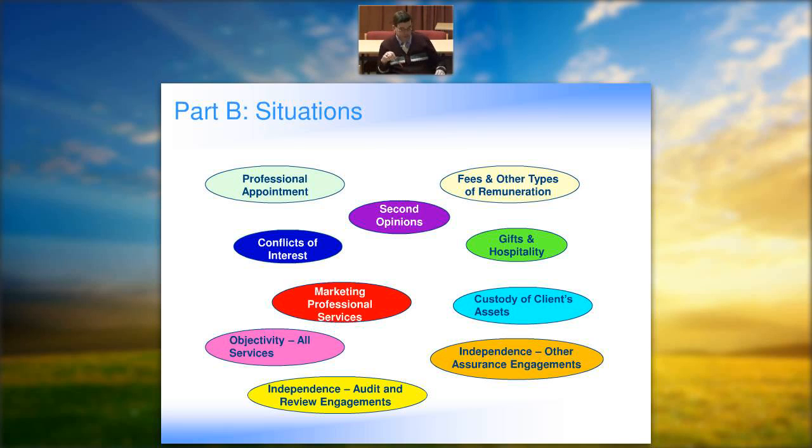Now, I will mention, because it is specifically relevant to the question we're going to look at here, the fees and other types of remuneration. That is one of the ones that is particularly regarded as potentially giving rise to a threat to independence, and that is particularly relevant to the question that we're doing today. But it could be any of them in terms of the exam.